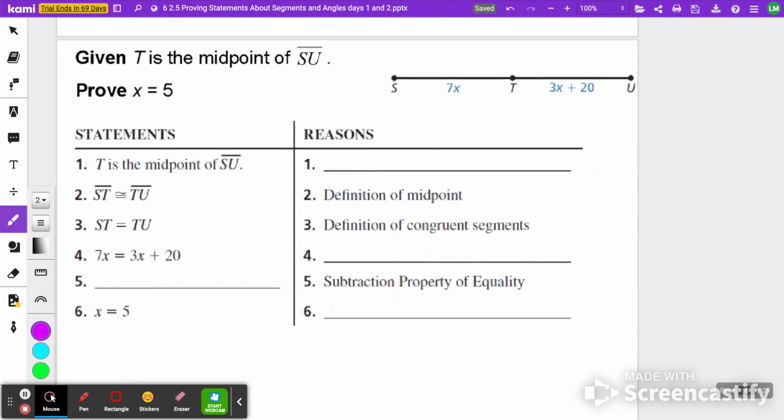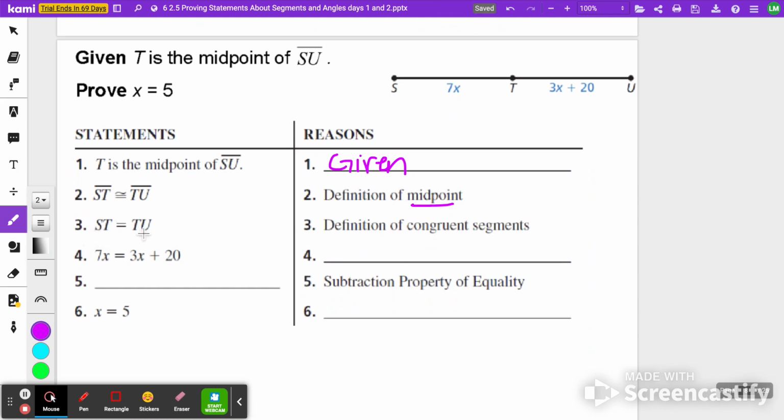Here, we're going to continue on and now talk about segments. So it says, given T is the midpoint of SU, prove that X equals 5. So let's start with number 1. T is the midpoint of SU. Well, the reason is because that is given. Now, some of these are filled out, some of them are not. So the next part we're going to read through and then wait till we get to question 4. Statement: ST is congruent to TU because that is the definition of the midpoint.